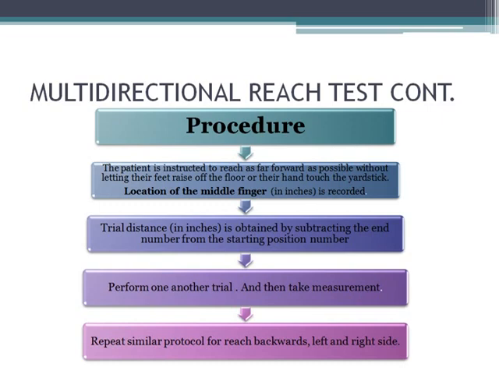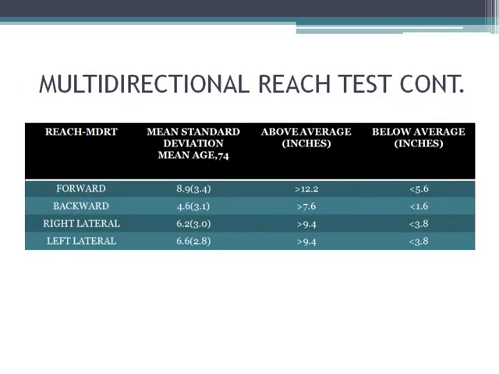So the multi-directional reach test is done in forward, backward, left and right directions. In all four directions we have to check the balance of patients. These are the reference values for the normal criteria for forward, backward, right lateral and left lateral directions.